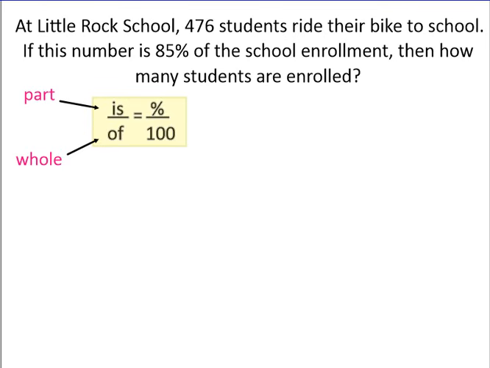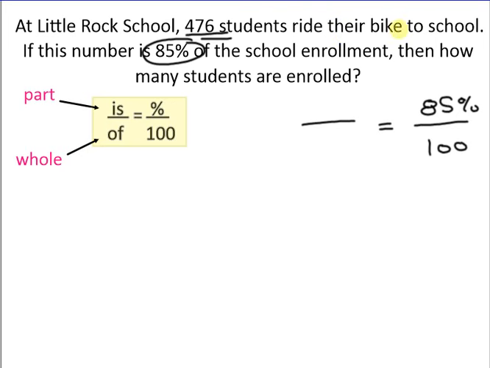All right, one more question. At Little Rock School, 476 students ride their bike to school. If this number is 85% of the school enrollment, then how many students are enrolled? So again, let's set up a blank proportion. 100 is our freebie. It's giving us a percent here, 85%. Now, this number here, 476. 476 students ride their bike to school. So is that the part or is that the whole?